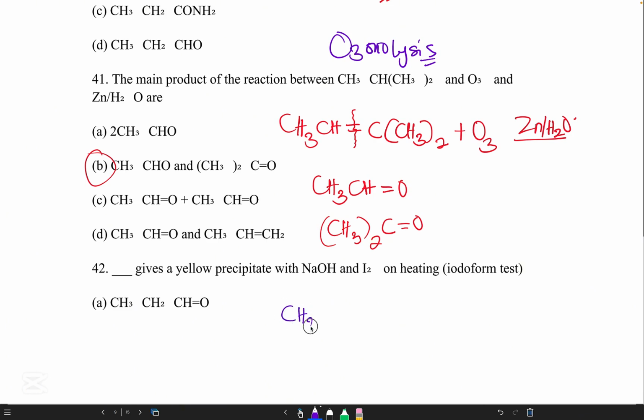What do I mean by methyl ketone? We are talking about compounds that have CH3, C double bond O. Any compound that has the CH3, C double bond O can give a yellow precipitate in the iodoform test. All right, so we have the first one here.